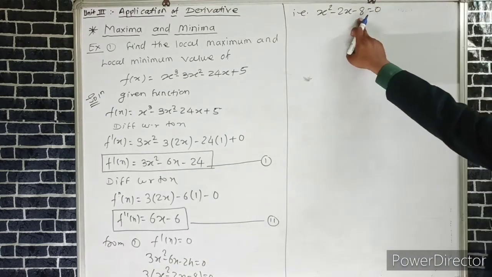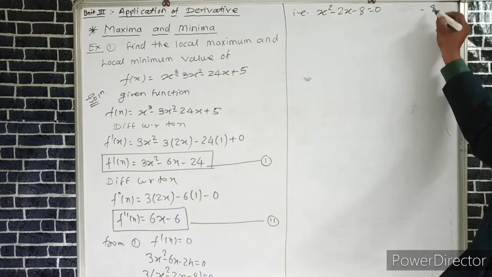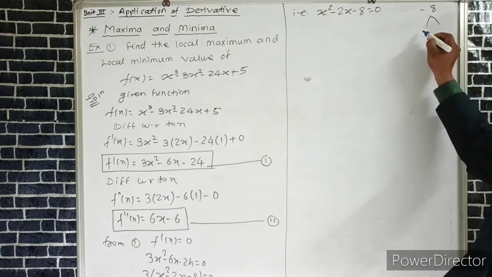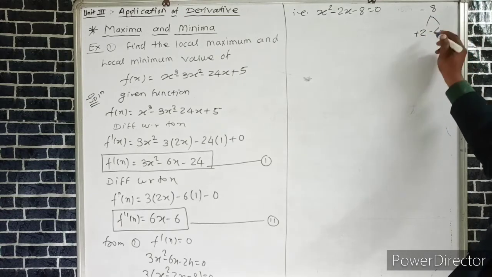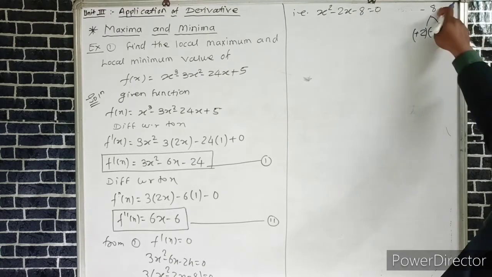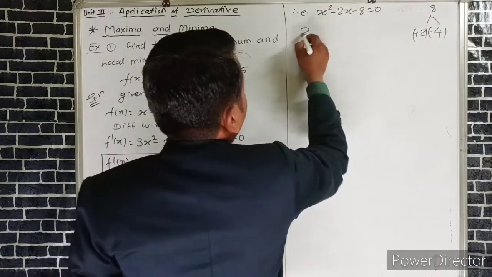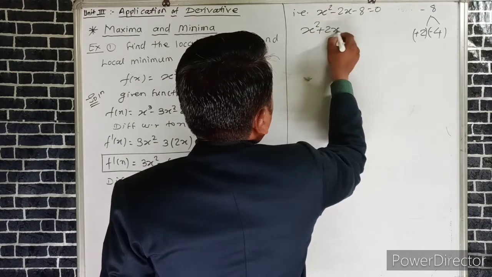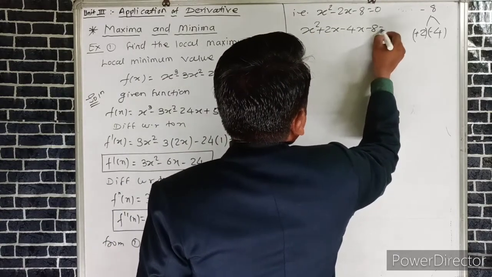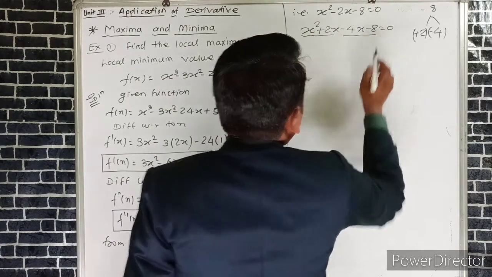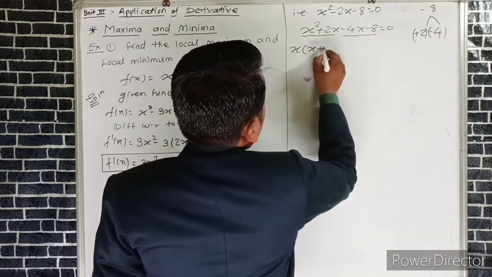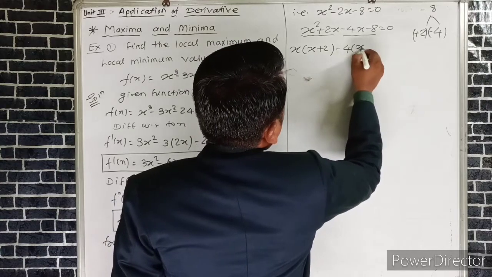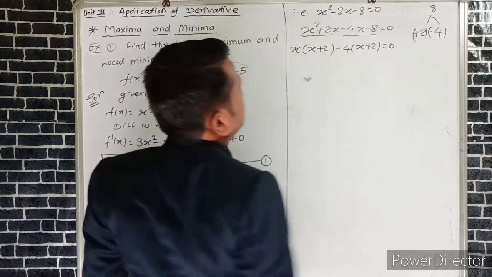If we factorize minus 8 into 1, which is minus 8, we can write 2 into 4, which is minus 4 plus 2. 2 into minus 4 is minus 8. We can write x square plus 2x minus 4x minus 8 is equal to 0. If we take x common from both terms, we can write x into x plus 2 minus 4 into again x plus 2 is equal to 0.